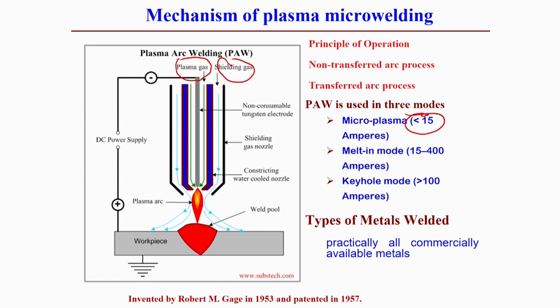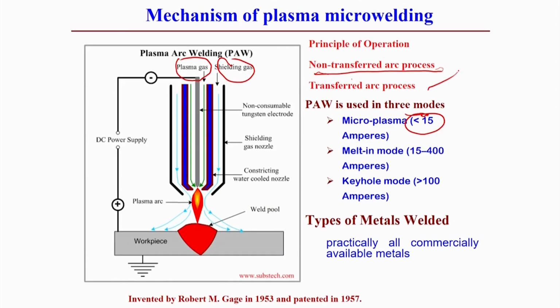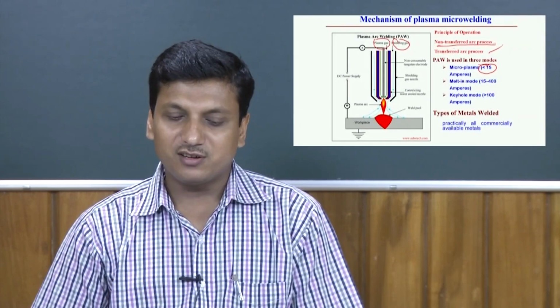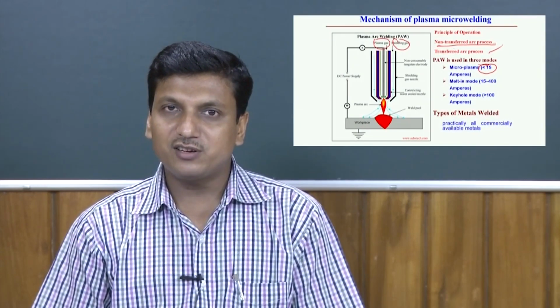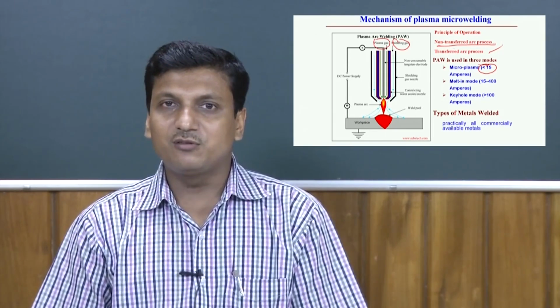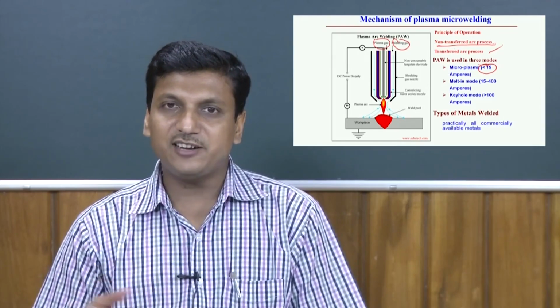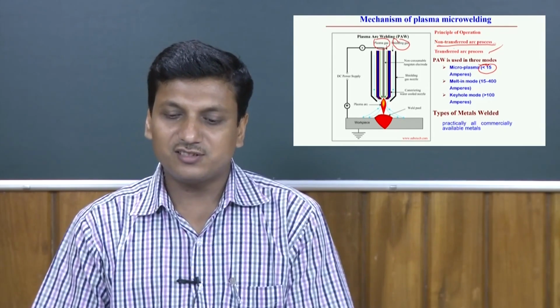We see the non-transfer arc in the normal process, and the transfer arc is used when you want to produce a layer on the surface of the workpiece material. In that case, you can use fine powder along with the arc. That fine powder can be coaxially projected along with the arc onto the surface, and then it creates a small surface layer. That type of arc is considered the transfer arc process.